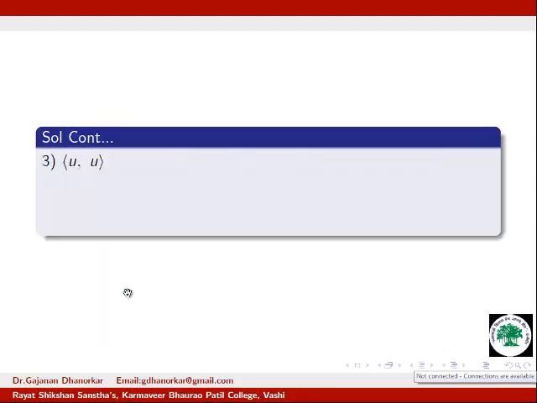Now the third property. For the third property, I will take the inner product of u and u itself, and we have to prove that this is greater than or equal to 0. As per our definition, u into u is u1 into u1 plus u2 into u2. This is nothing but u1 square plus u2 square, and we know that the square of a real number is always non-negative. Positive plus positive is always positive, therefore this number is greater than or equal to 0. That means the inner product of u with itself is always greater than or equal to 0.